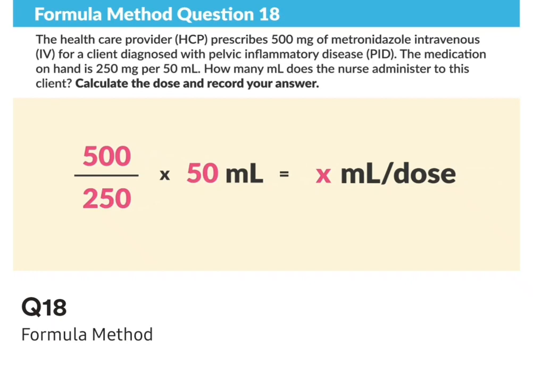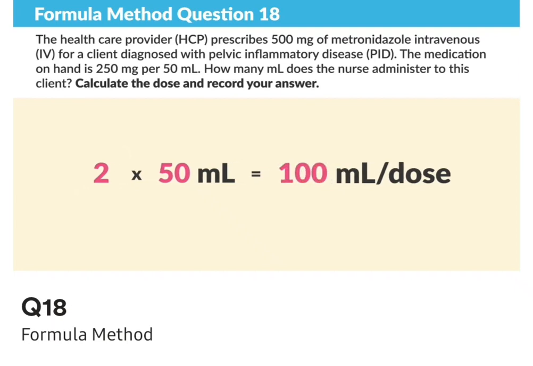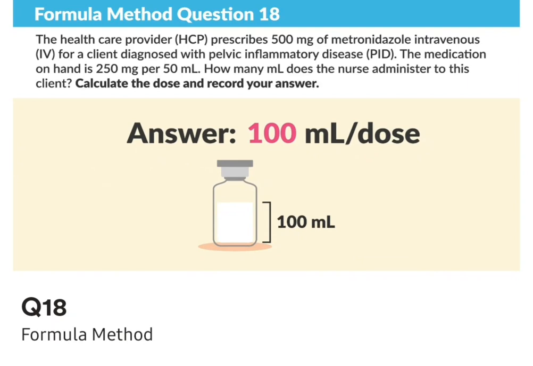So first we're doing 500 over 250. And 500 divided by 250 is simply 2. Then we take 2 times 50 mLs, and that's 100 mLs per dose. So the correct answer is 100 mLs.